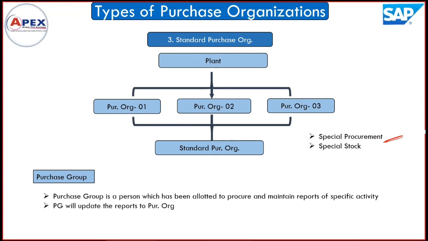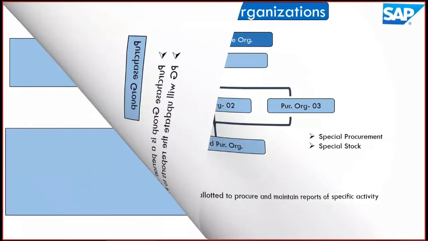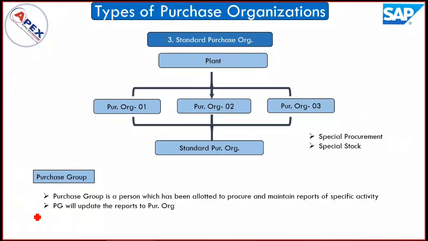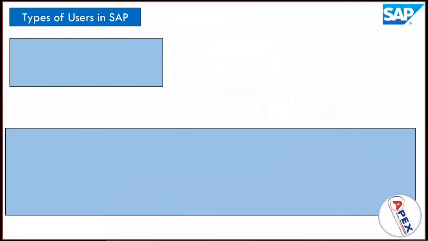Next, we have purchase group. Purchase group will update the report to purchase organization. Already I told you. Fine. So next we'll move to one last slide. This is very important.